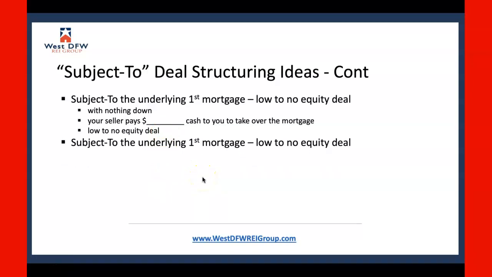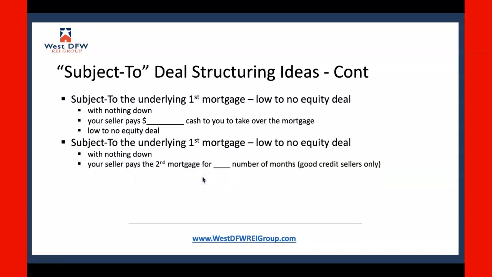Another low to no equity deal. Notice that I'm showing you a lot of low to no equity deals here because you're going to come across plenty of these. And I know there were some questions about this in the class. So again, seller gets nothing down because there's no equity to speak of. Your seller pays a second mortgage for a fixed number of months. So if there's a second on it, then he agrees to pay so many payments, and this would be for a good credit seller.